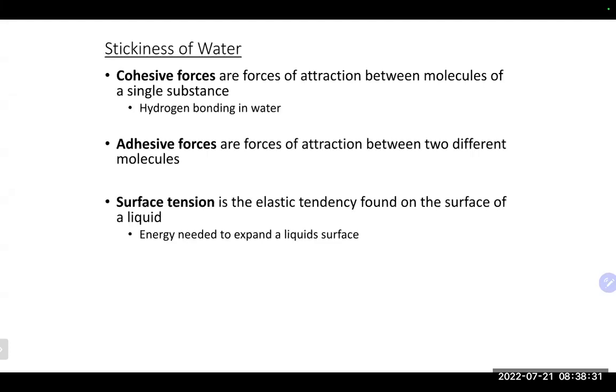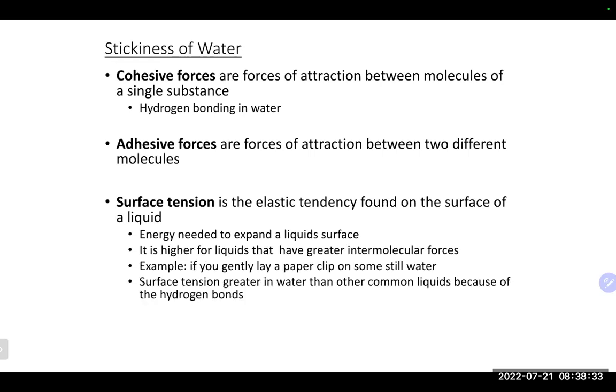A little bit about water and some properties of water. First off, cohesive forces. Cohesive forces are the forces of attraction between molecules of a single substance. So how a molecule interacts with others of itself are cohesive forces. So how water and water interact with each other is through hydrogen bonding.